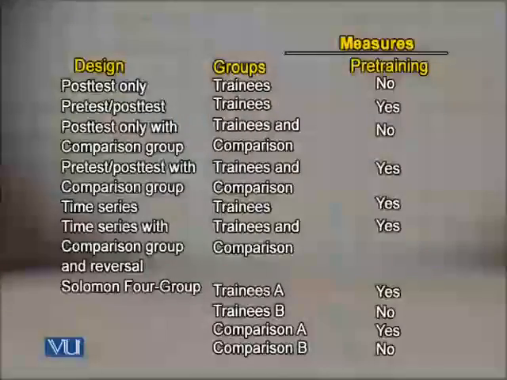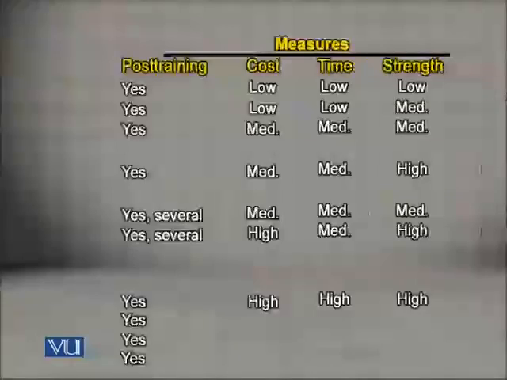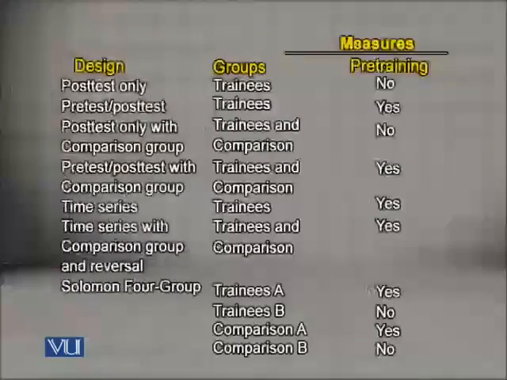So a Solomon 4-group design can be used to get rid of most of the threats to internal and external validity. But if you compare these evaluation designs on the basis of cost, time, and strength, because cost and time are both very important resources, you need to see how much time and how much cost is incurred in all these evaluation designs.